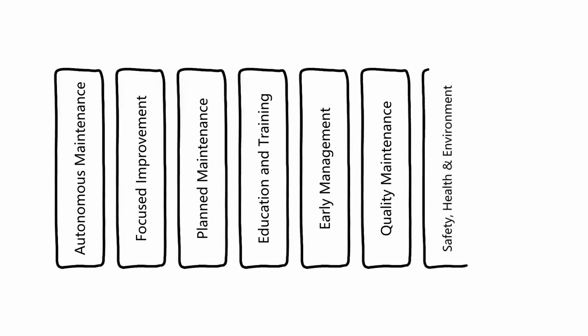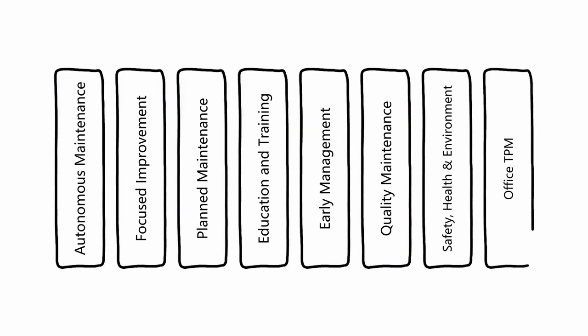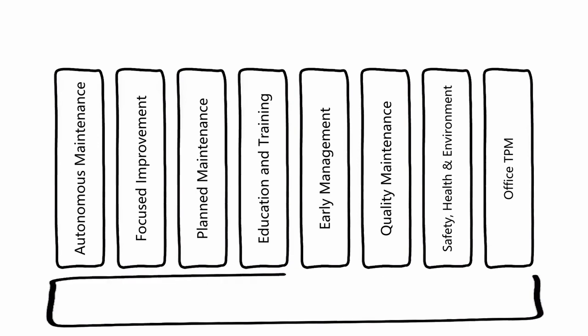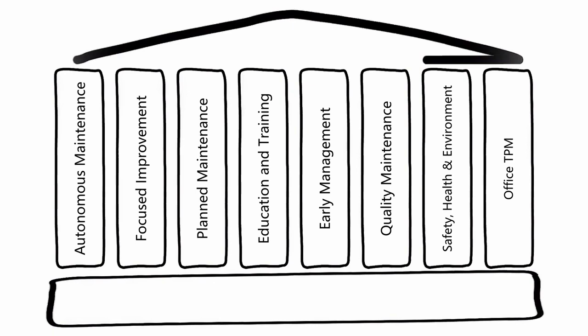Pillar 7. Safety, health, and environment. Scientific approach to solutions that will improve the safety, health, and environment. Pillar 8. Office TPM. Using TPM tools to improve all the support aspects of a manufacturing plant, including production scheduling, materials management, and information flow.